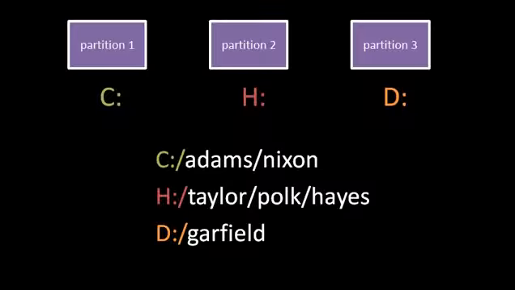H:/Taylor/Polk/Hayes refers to the directory or file named Hayes, as listed in the directory named Polk, as listed in the directory named Taylor, as listed in the root directory of the partition designated H. Lastly, d:/Garfield refers to the file or directory named Garfield as listed in the root directory of the partition designated D.